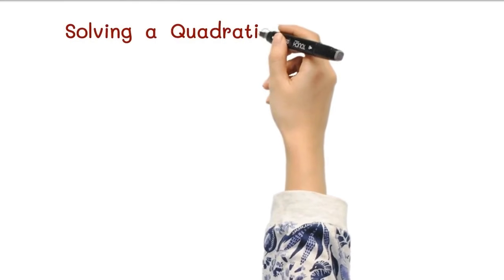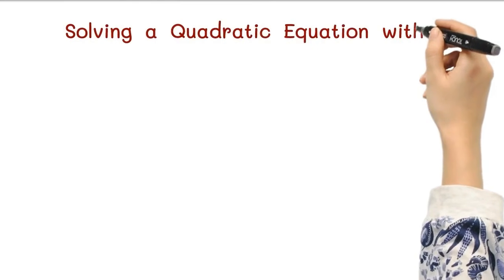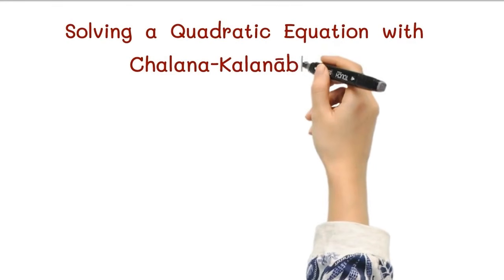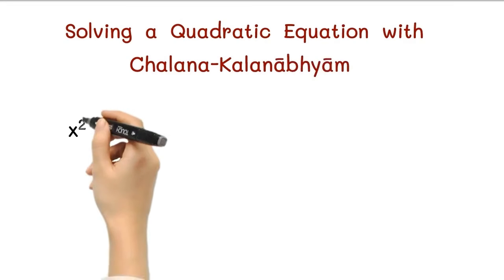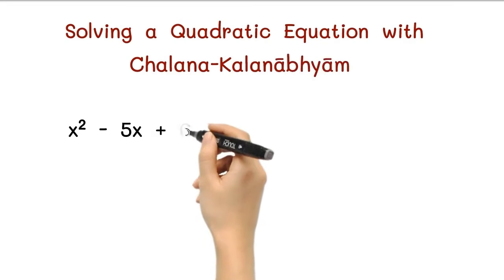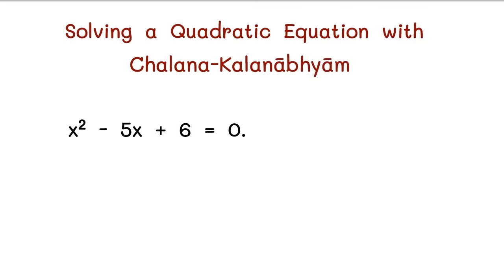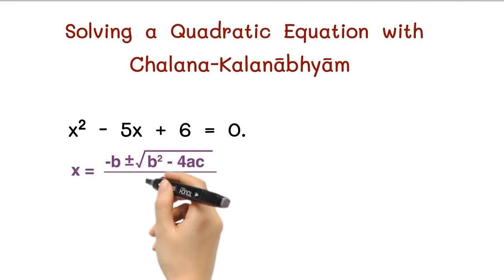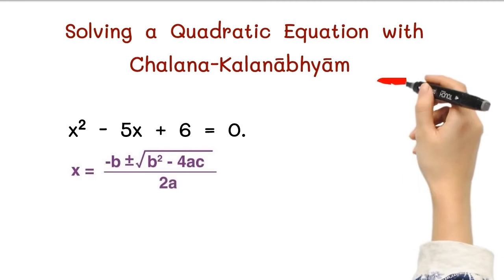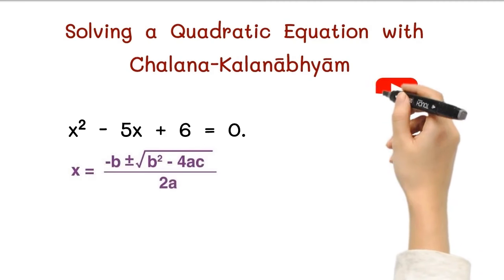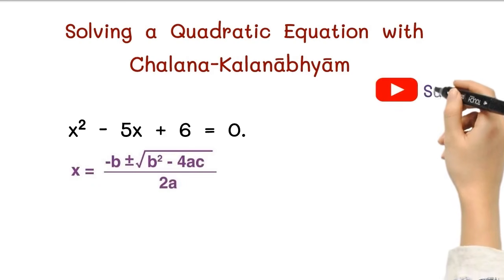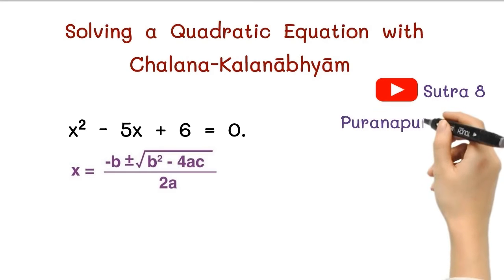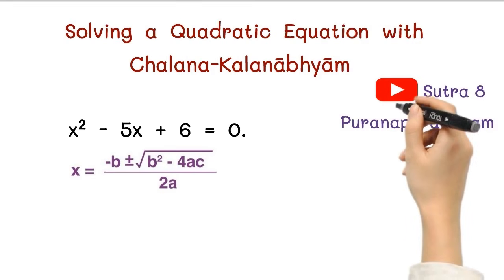Let's put this sutra to work. We will solve a quadratic equation using Chalana Kalanabyam. The equation we are solving is x square minus 5x plus 6 equals 0. Here, we will use the sutra: x equals minus b plus or minus under root of b square minus 4ac, upon twice a. For more information about this sutra, please watch the previous video on Sutra 8, which is Purana Puranabhyam.